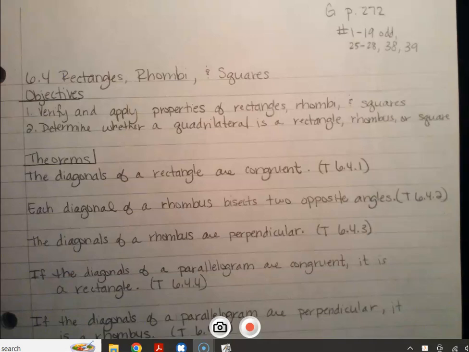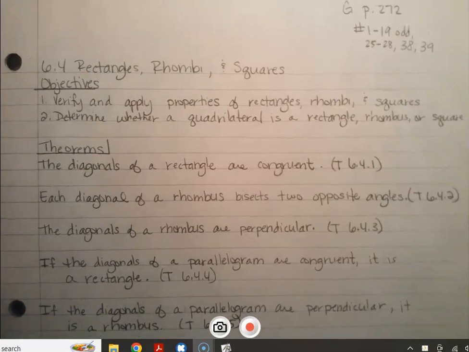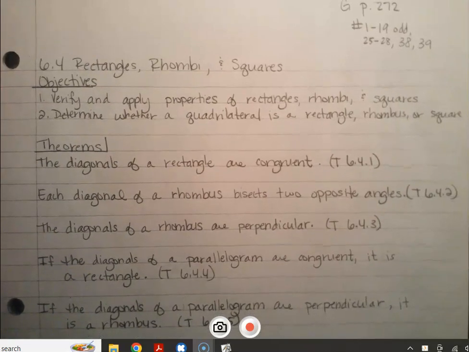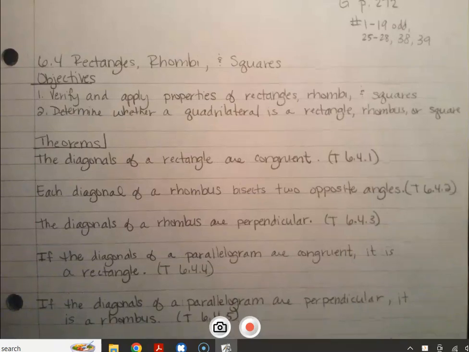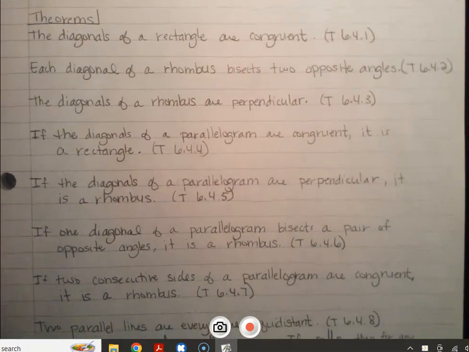Okay, for geometry today, we're doing section 6.4, rectangles, rhombi, right? Rhombus plural, and squares. So our objective is to verify and apply the properties of rectangles, rhombi, and squares, and then determine whether a quadrilateral is a rectangle, a rhombus, or a square. So we have lots of theorems. Instead of splitting these all up, I just put them all on the front for us to look at.